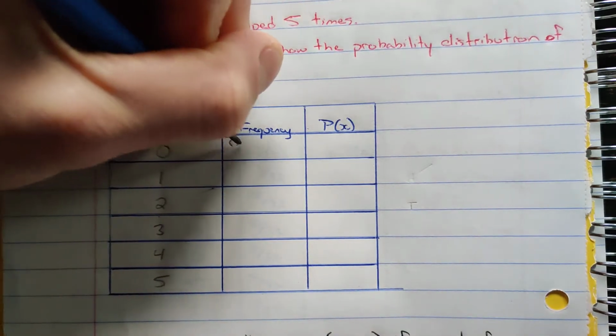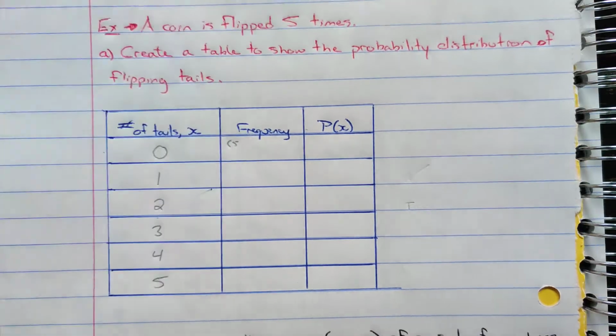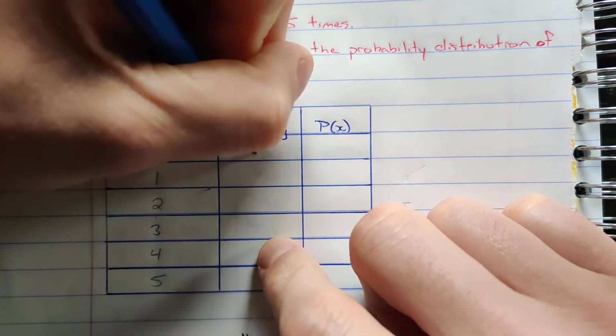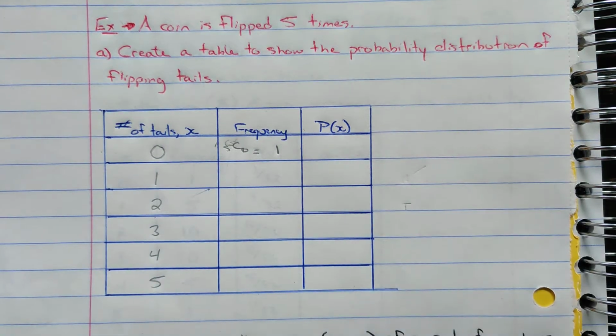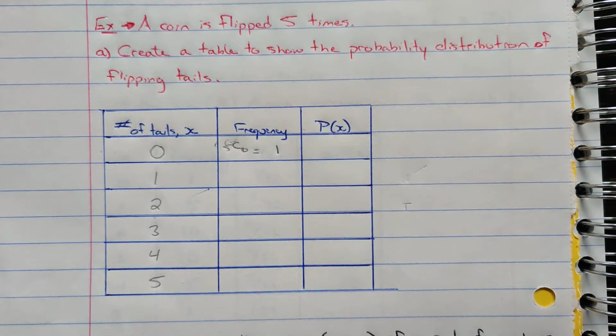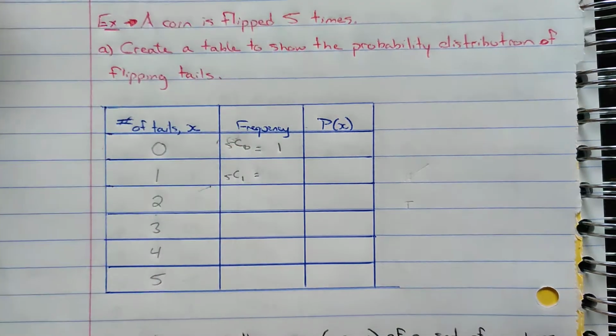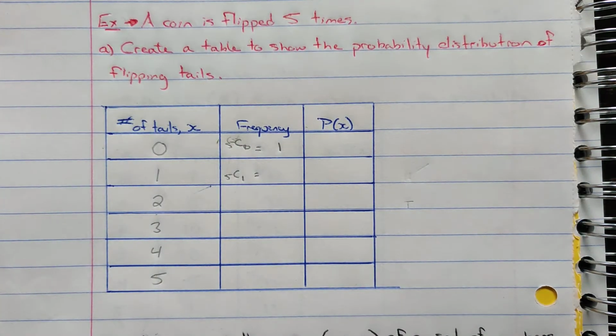Mathematically, we could use our 5 choose 0, and that would equal 1. So we can calculate that out using our 5 choose 0. 5 choose 1 if we're getting one tail.